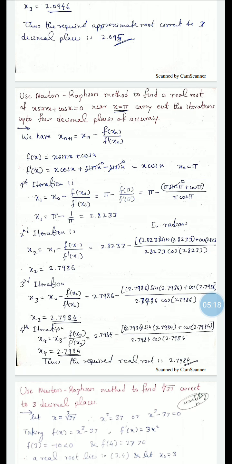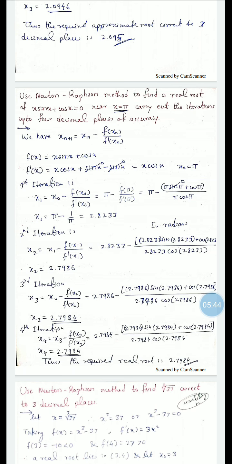For the fourth iteration, we treat x equal to 2.7984. x4 is equal to x3 minus f of x3 divided by f dash of x3. So put x3 is equal to 2.7984, that is 2.7984 minus f of 2.7984 divided by f dash of 2.7984. So put all the values in f of x and f dash of x and simplify by using the calculator. We get x4 is equal to 2.7984.